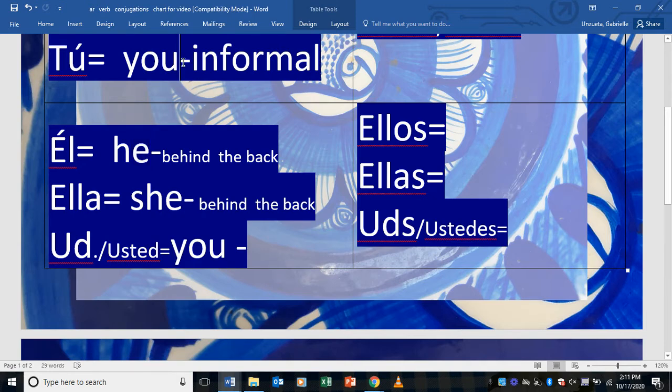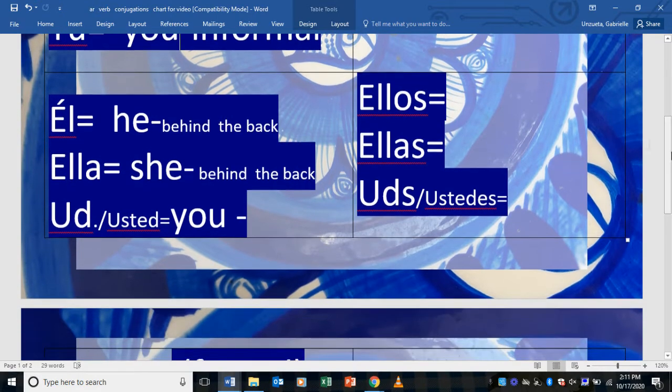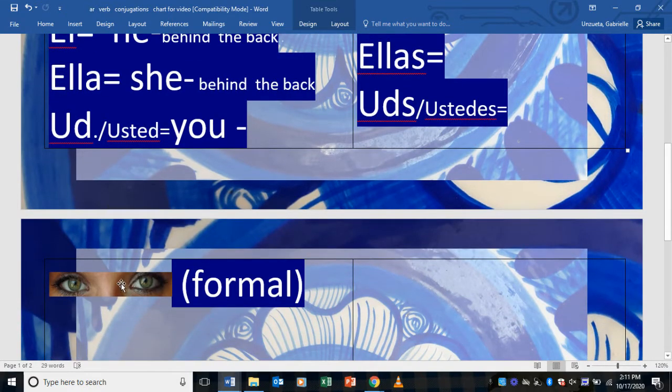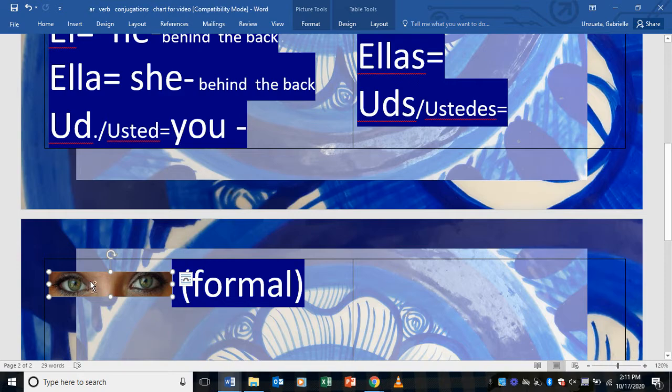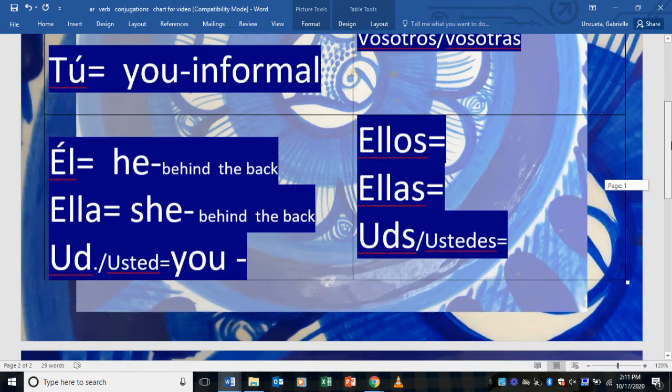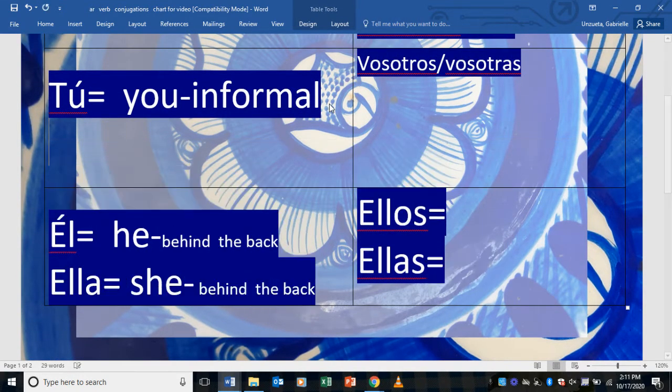I agree with you. We should put the eyeballs because I'm talking directly to you. Hey, you, how are you? Hey, you, do you want to sit here or do you want to sit there? When you're talking to someone and you say "you," you're looking at them. So I'm going to copy these eyeballs and paste them up in the tú box as well.